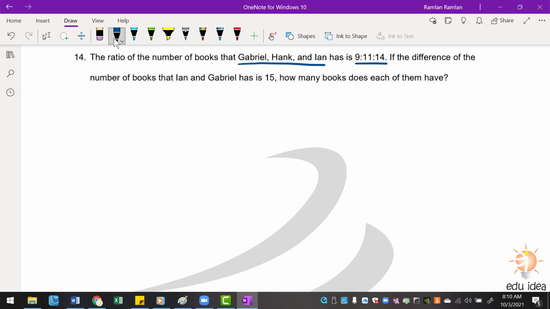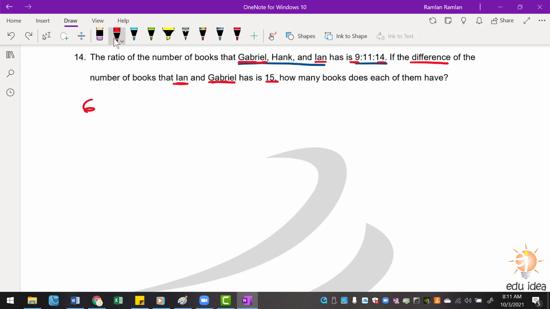The next information that you have from the question is that the difference of the number of books that Ian and Gabriel have is 15. So again, you only need to focus on Ian and Gabriel's for this 15. Ian and Gabriel are represented by 9 and 14, right? And here it said difference. In the previous questions we were always summing, because we knew that they were the total, so you add them all. For this one, it is difference. Difference means that you subtract.